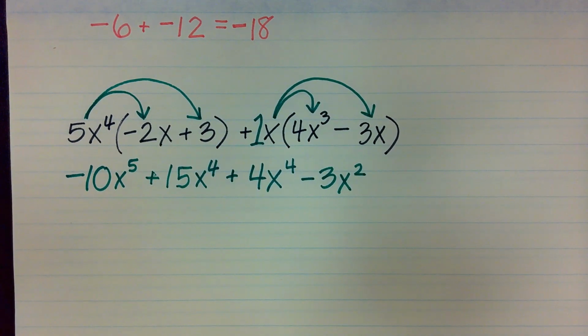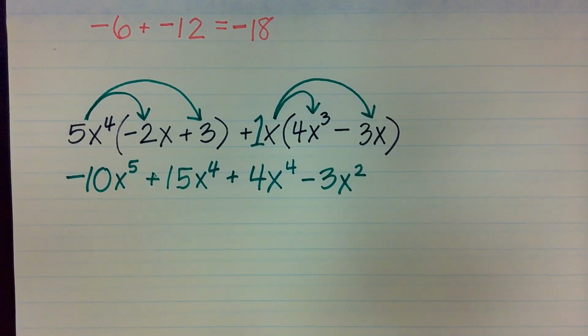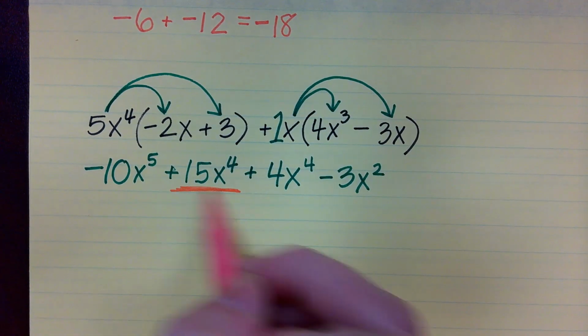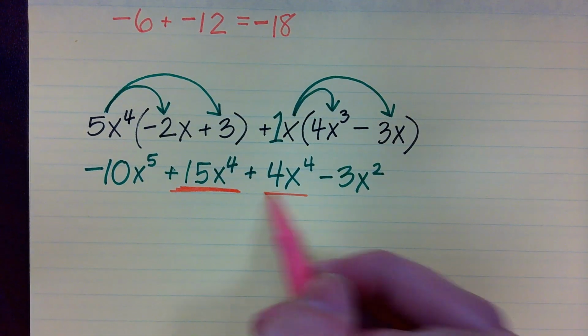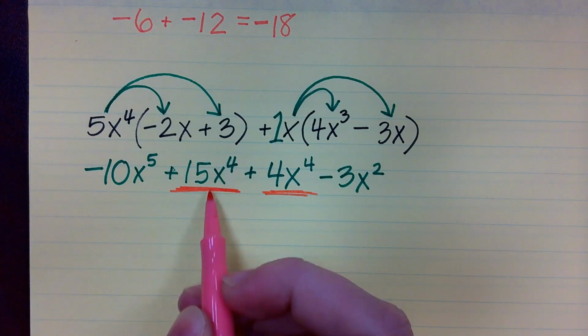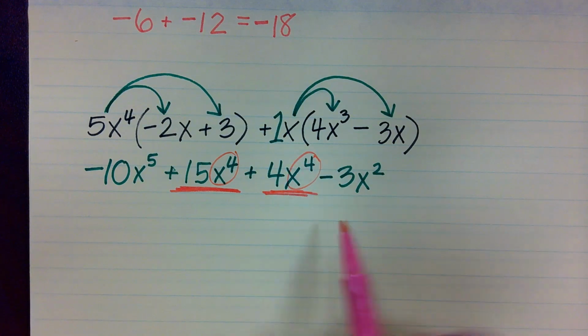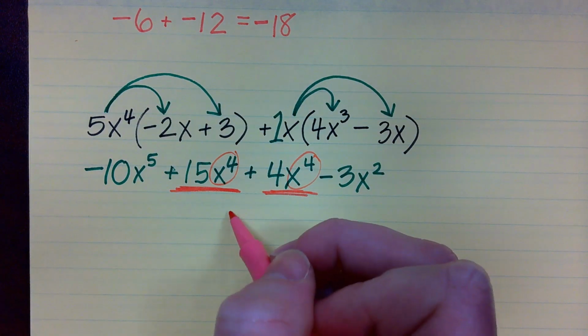Okay, so we are here. What now? Yeah, we're going to add 15 and 4. Yes, 15 and 4 are both attached to x to the 4th power. Those are like terms. 19x to the 4th power. Yes.